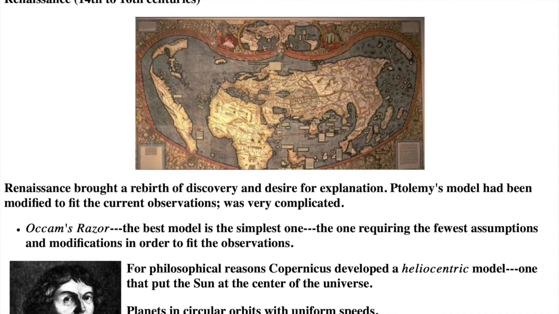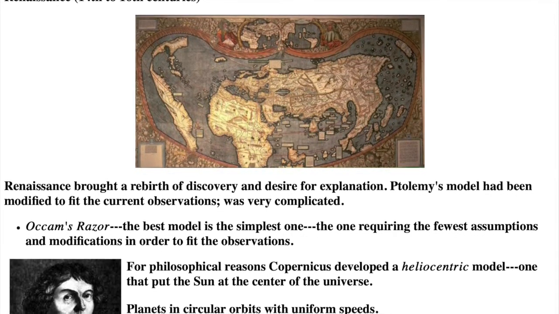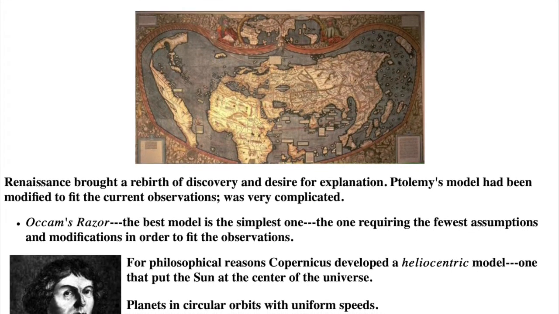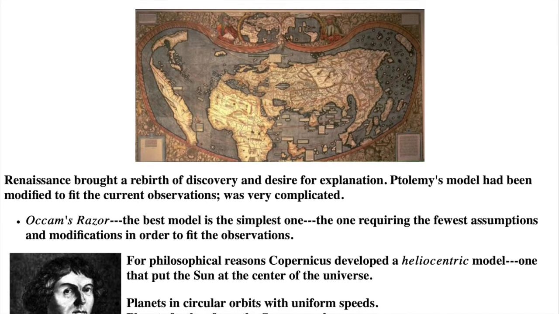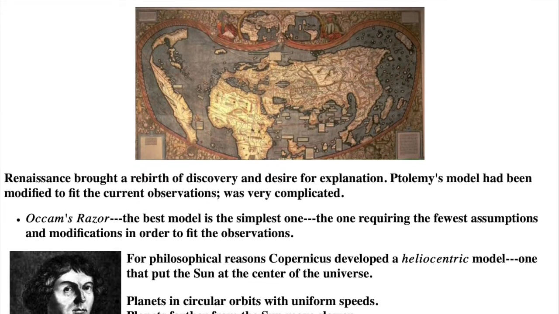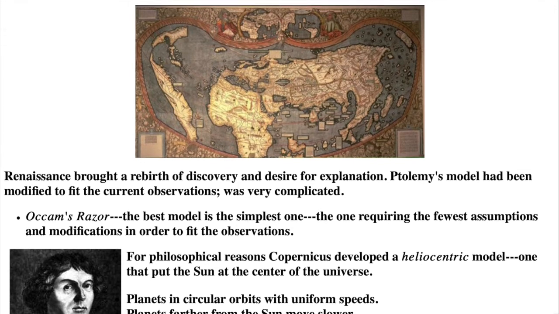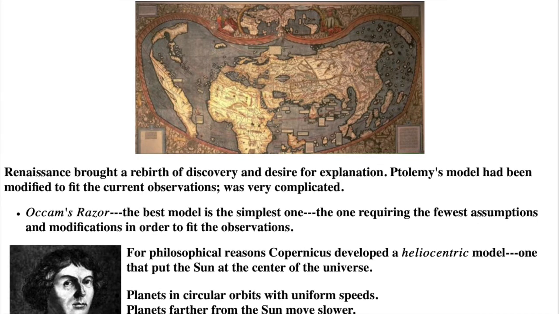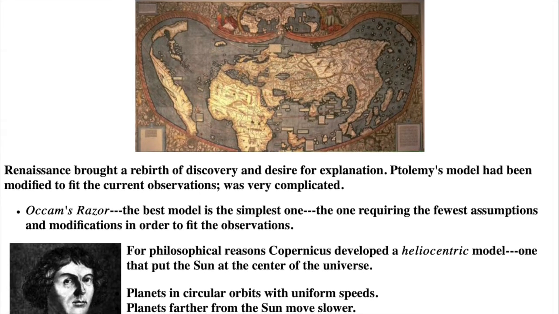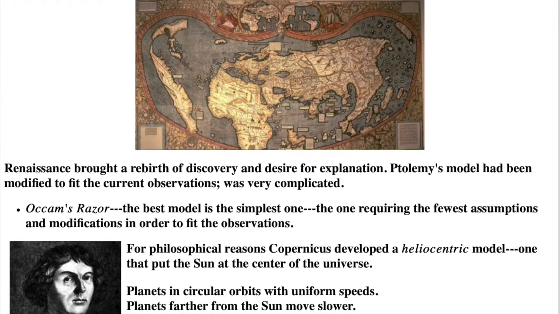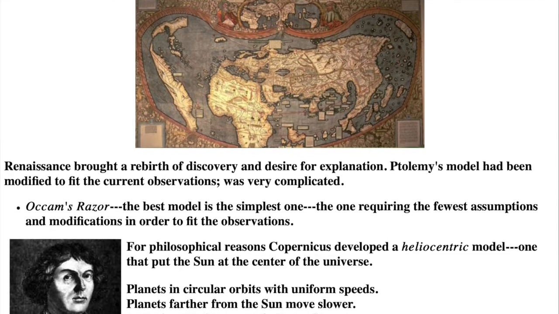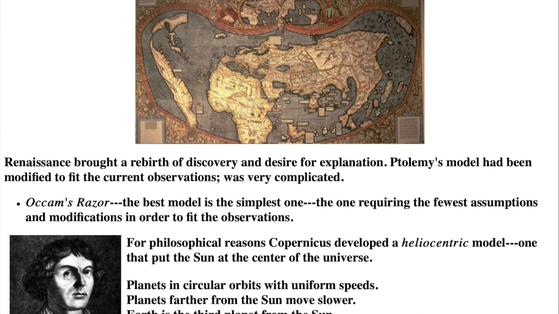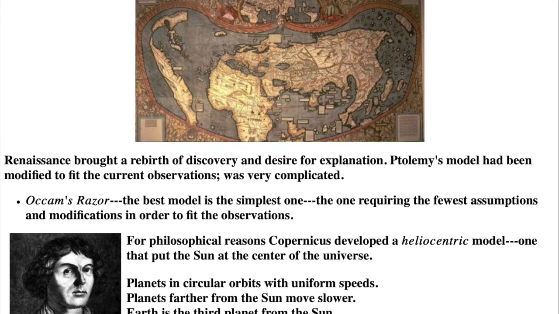Through the centuries, Ptolemy's model had been modified to fit the current observations, and it had become very complicated with many epicycles on top of larger epicycles and other adjustments. That complexity struck some people as a sign that something was wrong with it. Scientists use a guiding principle called Occam's razor to choose between two or more models that accurately explain the observations. This principle is named after the English philosopher William of Ockham, who stated it in the mid-1300s.